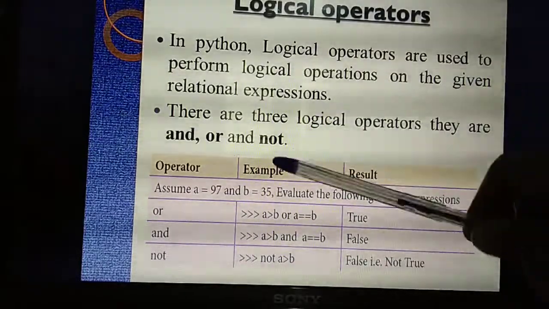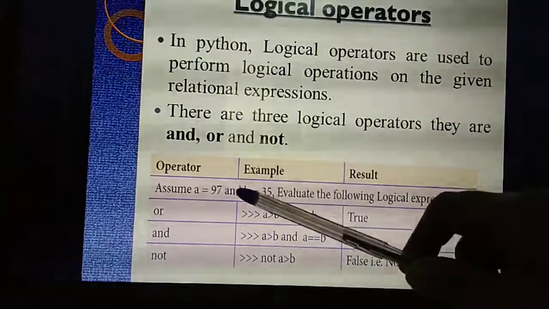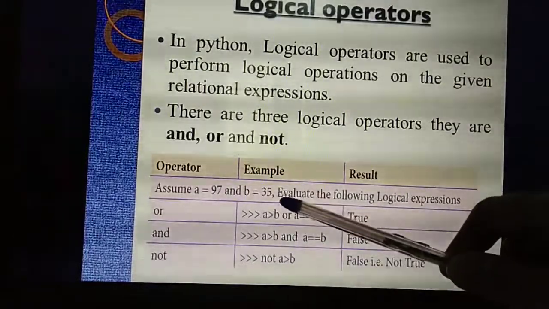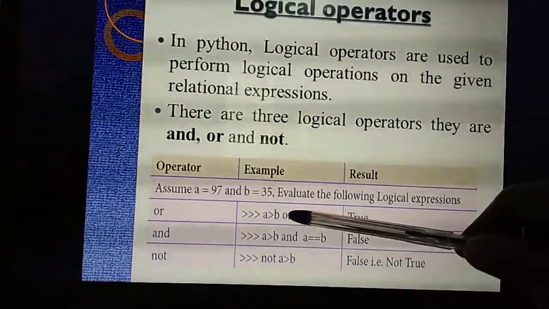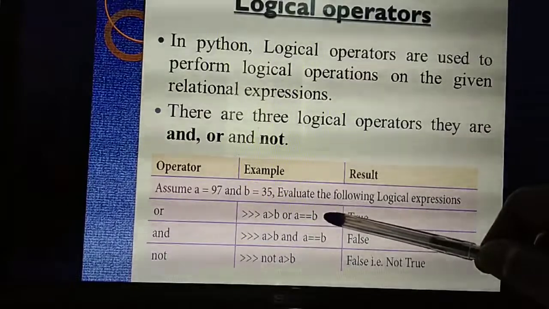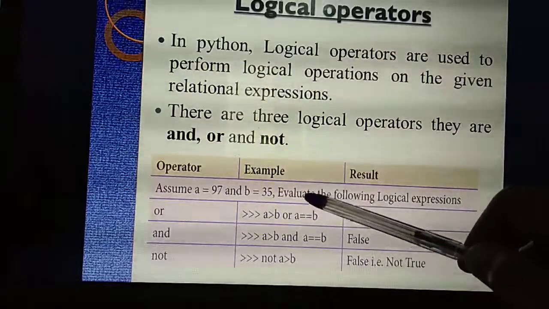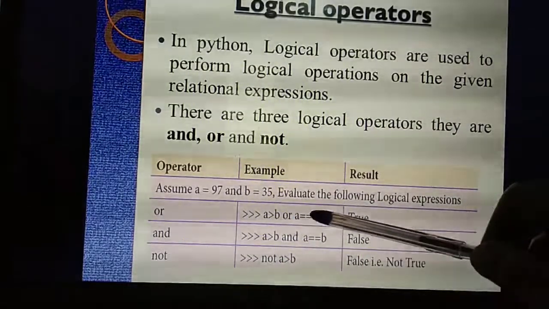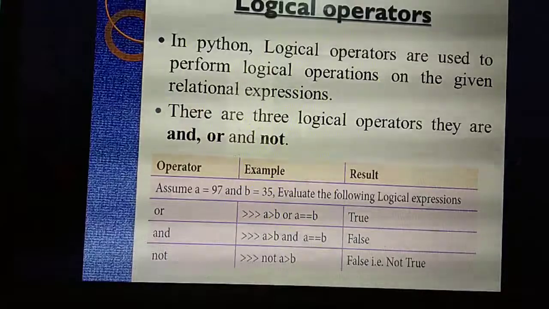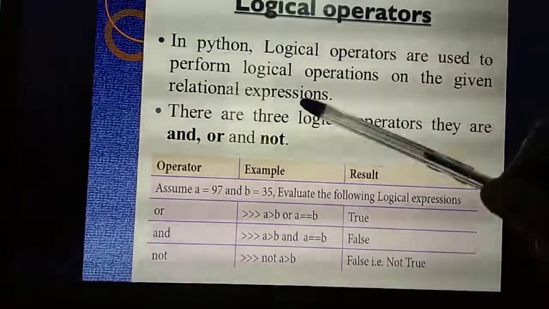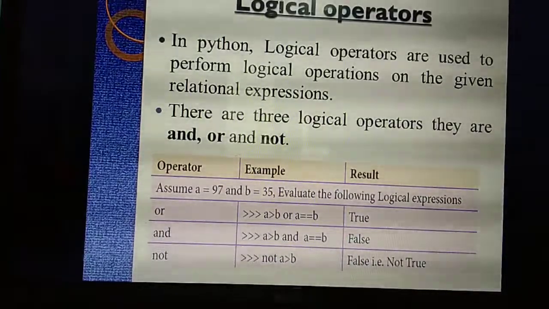Understand? Listen. What are the conditions that are given? A greater than B. Substitute the value of A here, 97. What's the value of B? 35. 97 greater than 35? Yes, condition true. Or, A double equal to B. 97 double equal to 35. Are both 97 and 35 equal? No. But one condition satisfies the rule. A greater than B is true only. So what's the answer you will get? If any one condition is true, you will get the answer as true. Understand now? Yes.